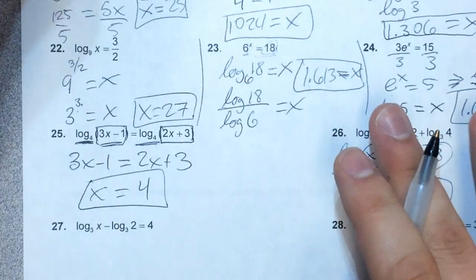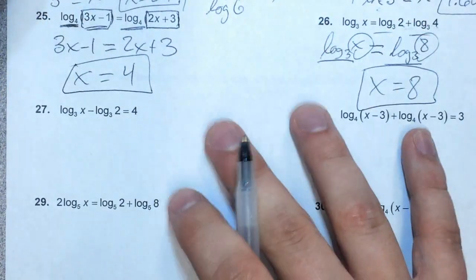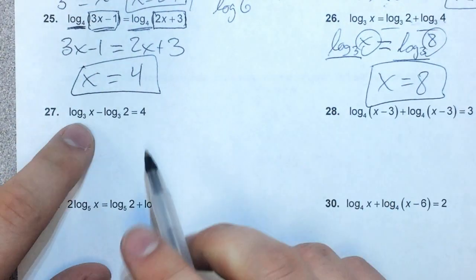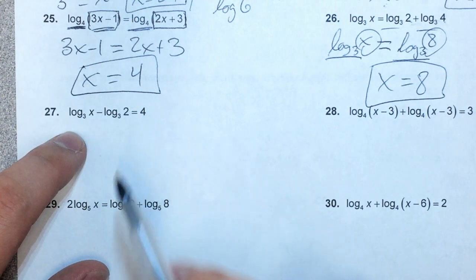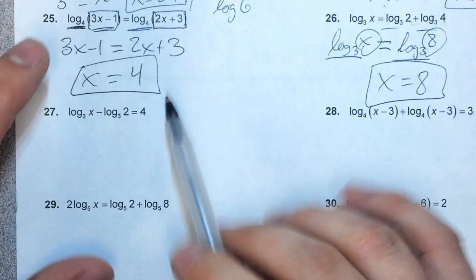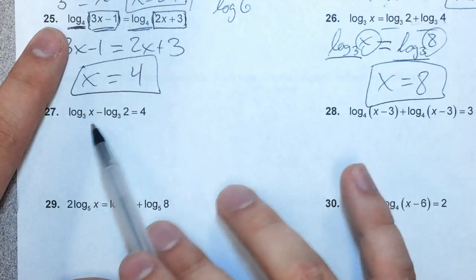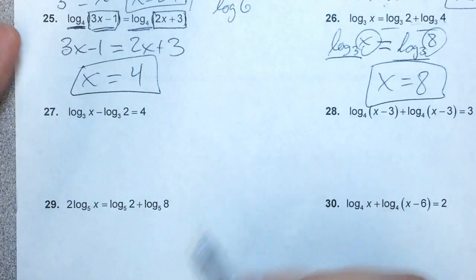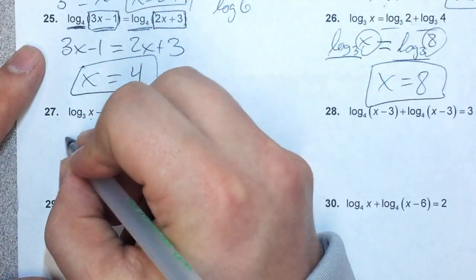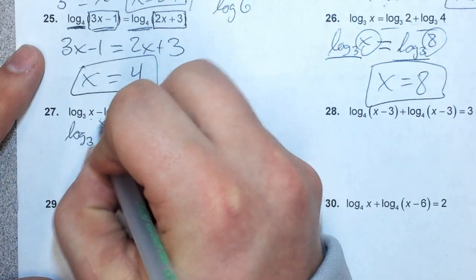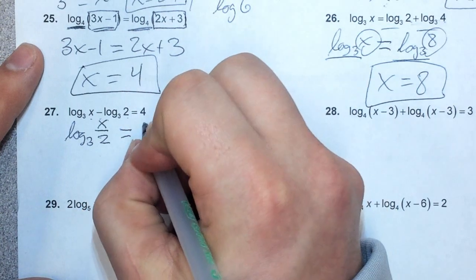27 breaks that strategy. It breaks that mold. We need a completely different strategy for this one. Okay, notice before we even start, there's not log base 3s on both sides. So I cannot use the strategy that I did on these two. I can still condense these, and I still want to put these together using my simplifying rules. So when it's subtraction, we're going to divide what's on the inside. So that's going to be log base 3 of x over 2. Okay? And then that's going to be equal to 4.